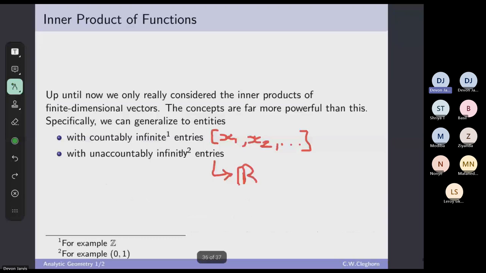I can say 1, 2, 3, 4, 5. They go on until an infinite number of them, but there are discrete steps between each element of the set. Whereas an uncountably infinite set goes on forever, but the steps between them are infinitely small. So 0 to 1: an infinite number of points in that space.